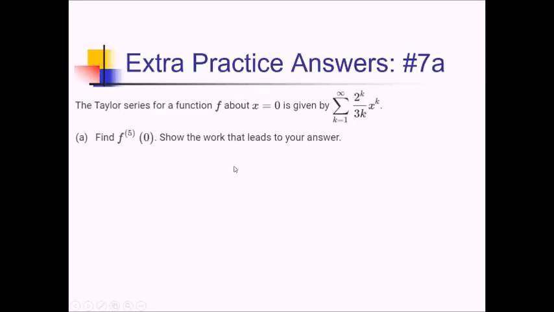On this free response problem, we have a Taylor series for f about 0, so basically a Maclaurin series, given by this summation right here. Our first task is to figure out the fifth derivative of f at 0. So the key on this one is remembering that there's actually a place for the fifth derivative when you construct one of these Maclaurin series.